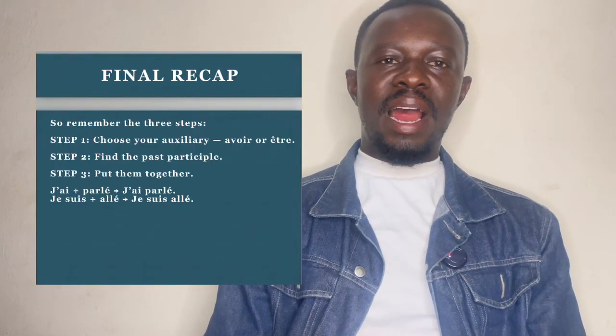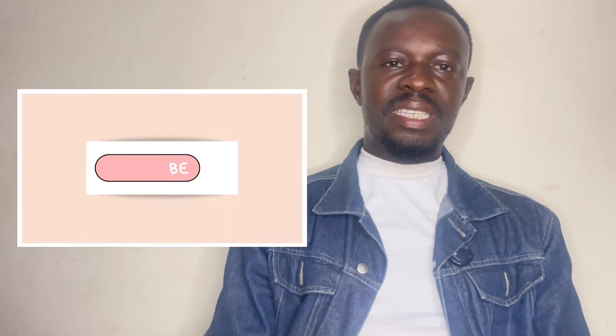And instead of memorizing hundreds of verbs individually, start learning them in families. This is one of the best ways to make the French passé composé much easier to remember. Like we said, petit à petit, l'oiseau fait son nid.